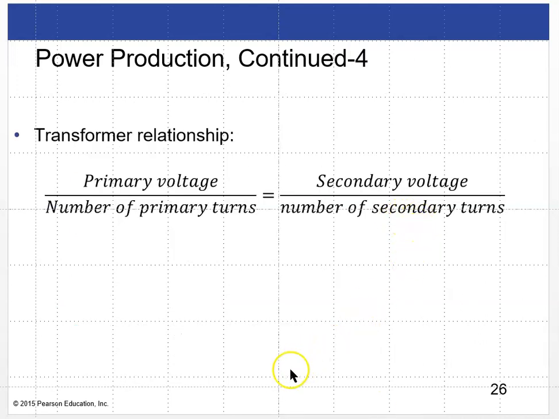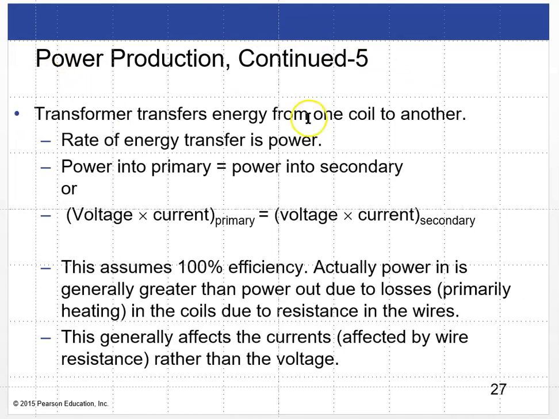Okay, so the transformer relationship. You knew this was coming. Primary voltage divided by the number of primary turns equals the secondary voltage divided by the number of secondary turns. A transformer transfers energy from one coil to another. The rate of energy transfer is power. Power into the primary equals power in the secondary. So voltage times current in the primary equals voltage times current in the secondary. Now, we're assuming 100% efficiency.